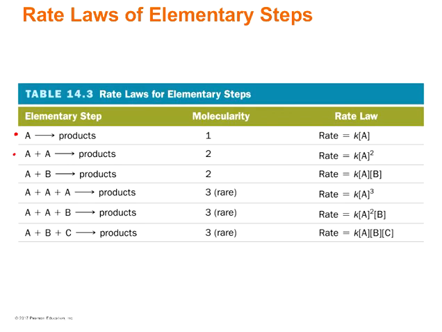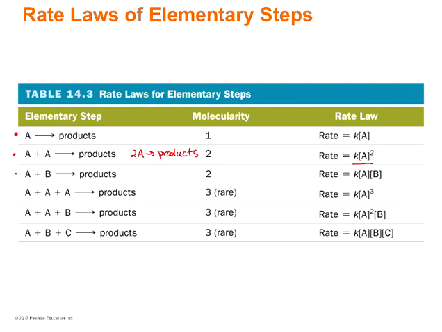However, we could rewrite this as 2A becoming the products. So the rate law would then be second order. So we would have k times [A] squared.